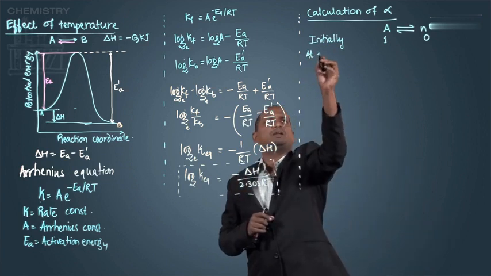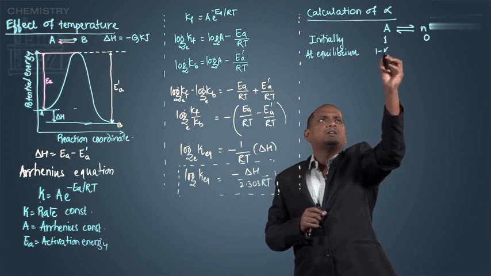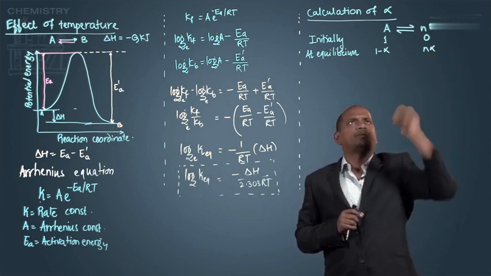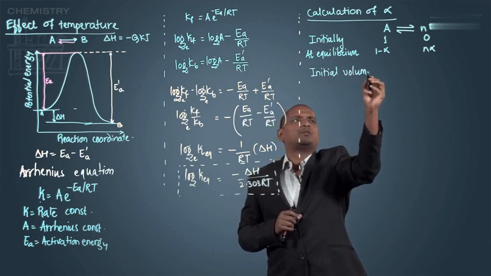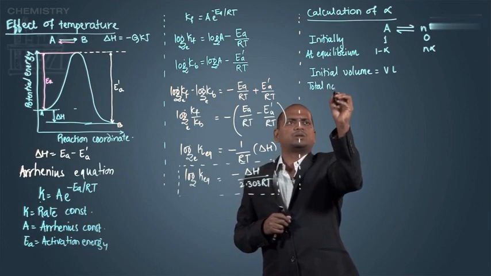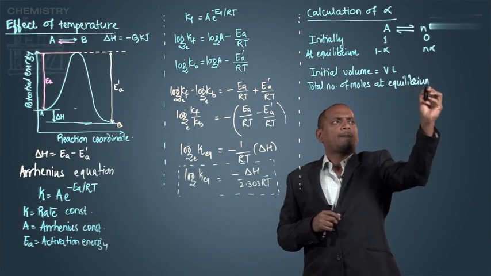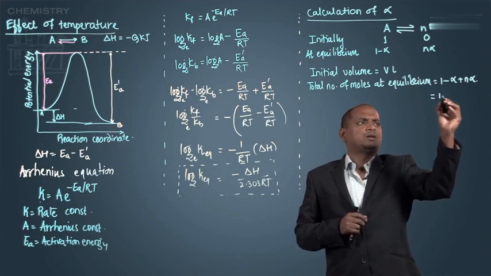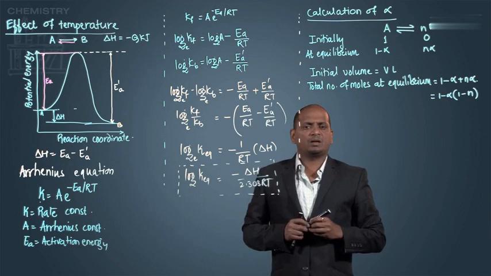Then at equilibrium, if alpha is the degree of dissociation, then 1 minus alpha will remain at equilibrium, and how much B will form? n alpha. Now, the initial volume, let us consider that is V liters, and the total number of moles at equilibrium is equal to 1 minus alpha plus n alpha. This I can write as 1 minus alpha into bracket 1 minus n. This way we can write.